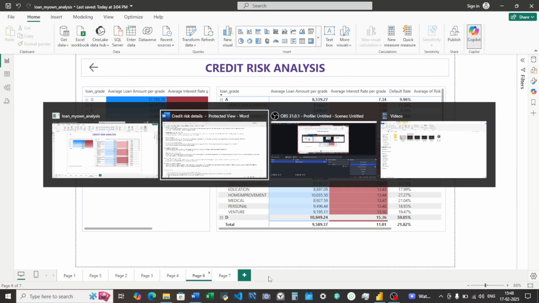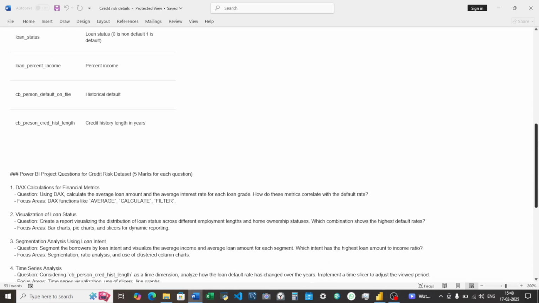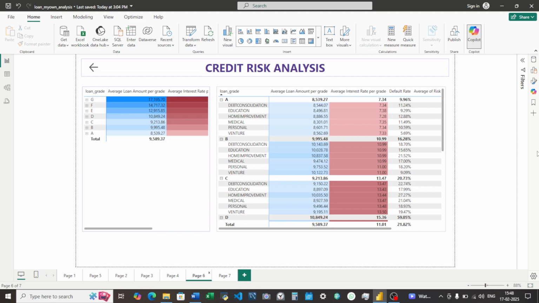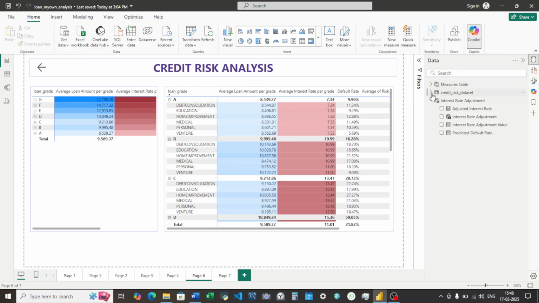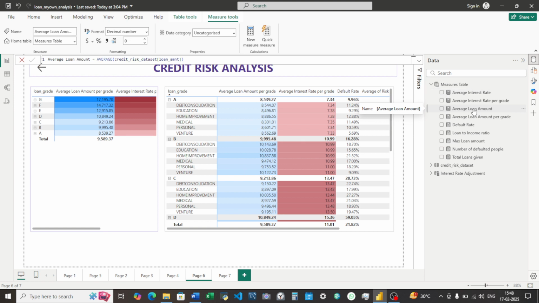Let's start with the first question, which is: using DAX, calculate the average loan amount and the average interest rate for each loan grade. How do these metrics correlate with the default rate? The visualization of my choice here is a matrix, but before explaining it, let me take you to the measures table and show you the measures that I have created to answer that question, which are first the average interest rate and average loan amount, which is just the average of the loan amount and the interest rate.